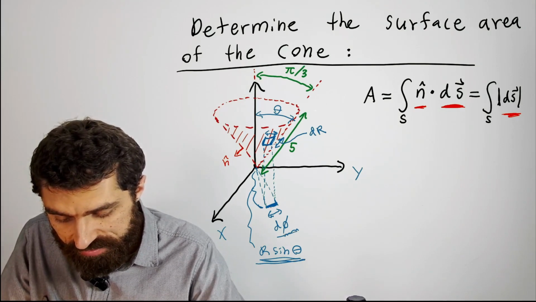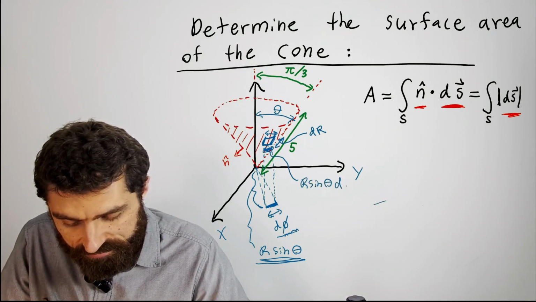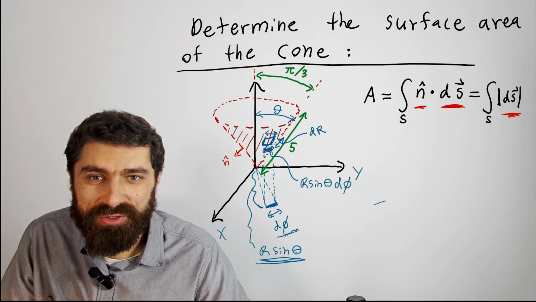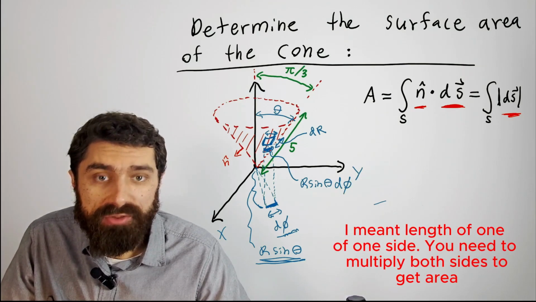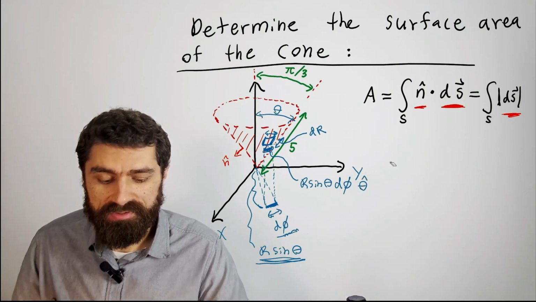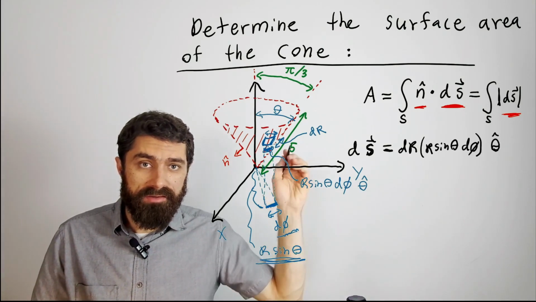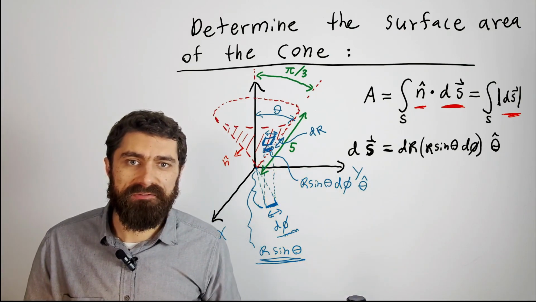So the dimensions here: this little side right here will be r sine theta d phi. And that's the magnitude of your differential area. And then we know its direction. Its direction is n hat, or theta hat. So that's our differential ds vector. Then you just multiply these two dimensions here, and that gives you your full ds vector.